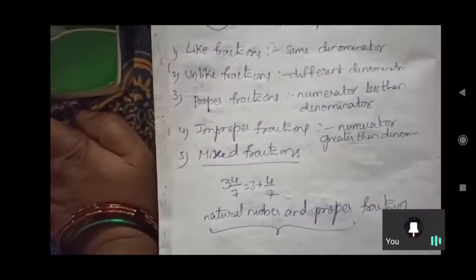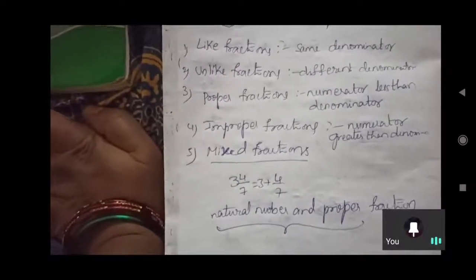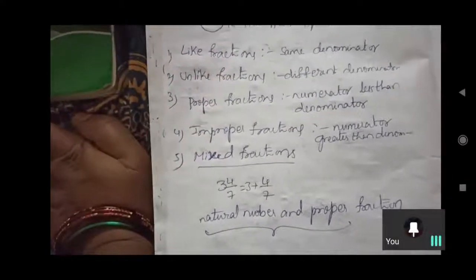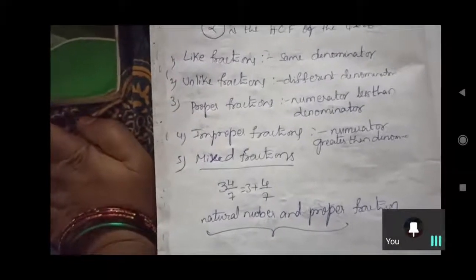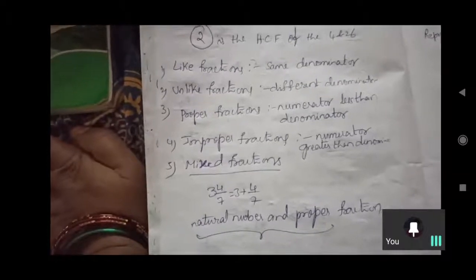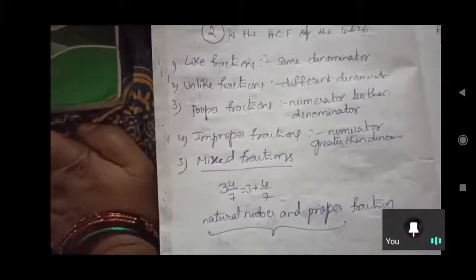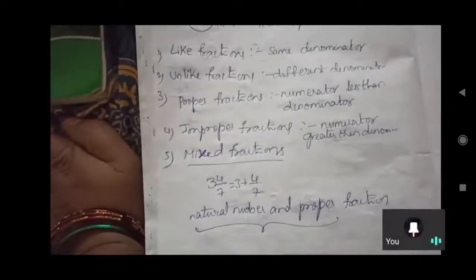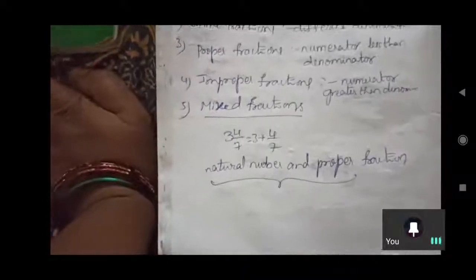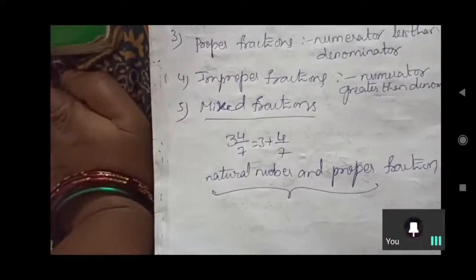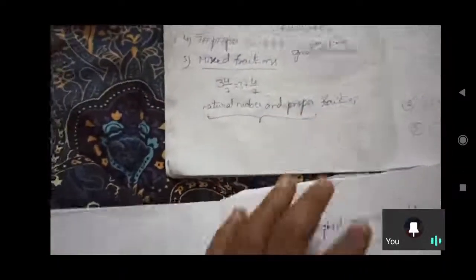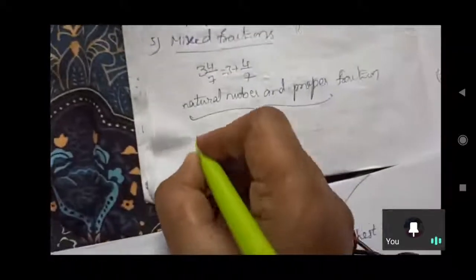Numerator must be less than denominator. Those are called proper fractions. If the denominator is less than the numerator, the numerator is larger, so those are improper fractions. We can convert improper fractions into mixed fractions. We can write improper fractions as mixed fractions, that is natural number plus proper fraction.